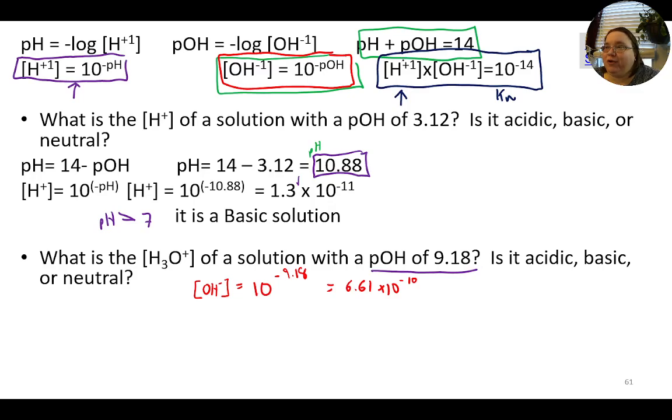So to solve for H+, I've got to divide both sides by OH-. That means my kW expression becomes H+ equals 10 to the negative 14 divided by 6.61 times 10 to the negative 10, because I had to divide by the hydroxide ion concentration.